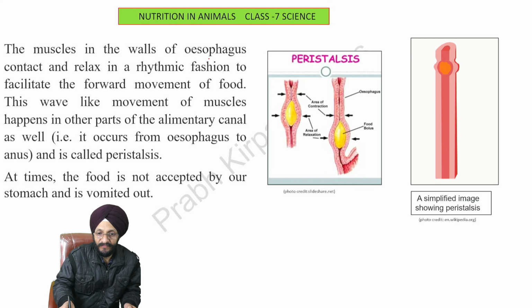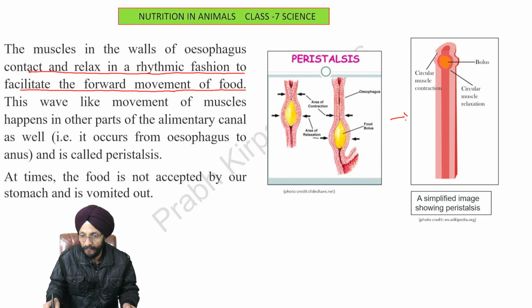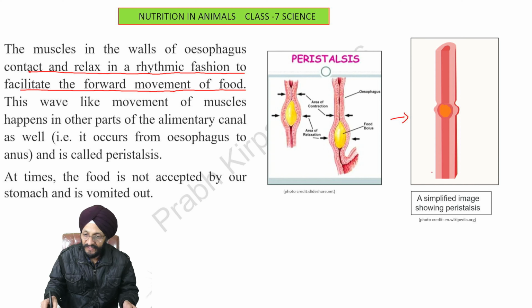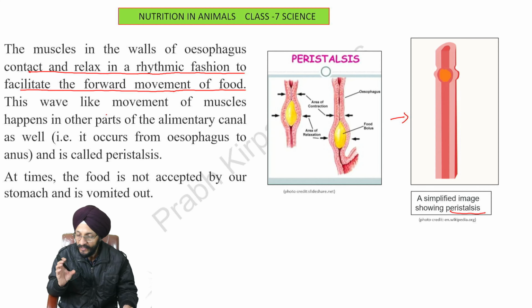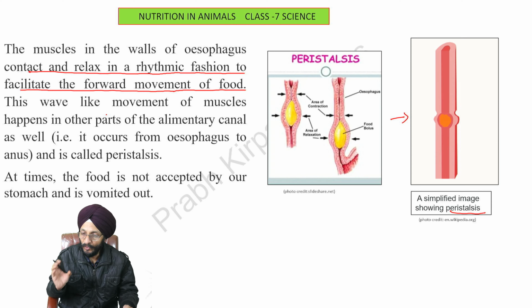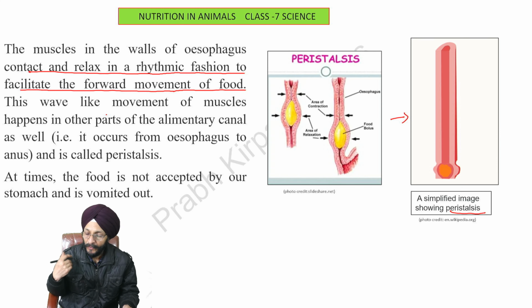The muscles in the walls of the esophagus contract and relax in rhythmic fashion to facilitate the onward forward movement of food. As you see in this picture, this is the food which is also called bolus. It is passing through the esophagus, and a process which is known as peristalsis is taking place in esophagus. What is this? It is the muscular contraction in the walls of esophagus which allow the food to pass further into the stomach.